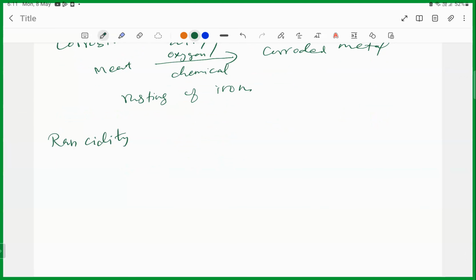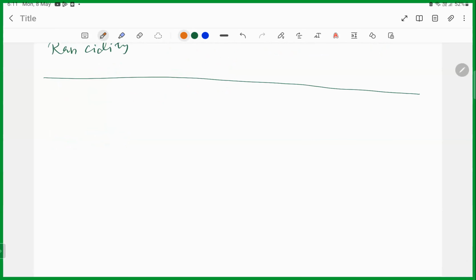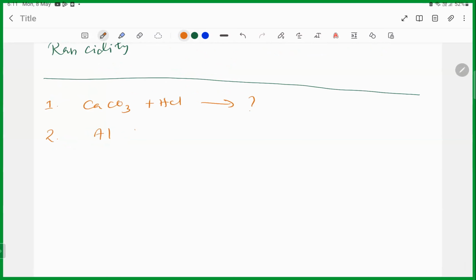Now I am giving you some work, all of you sit and do it. These are previous year questions. Complete the balanced chemical reaction. Number 1, CaCO3 plus HCl. Predict the product. Number 2, Al plus HCl gives water. Number 3, MnO2 plus HCl gives water.